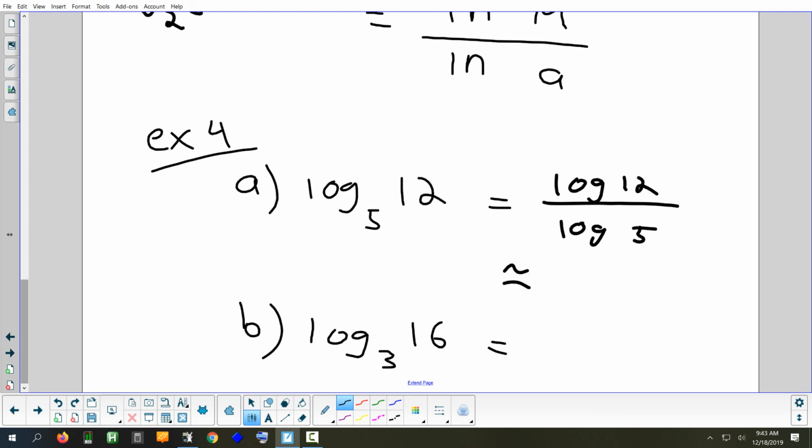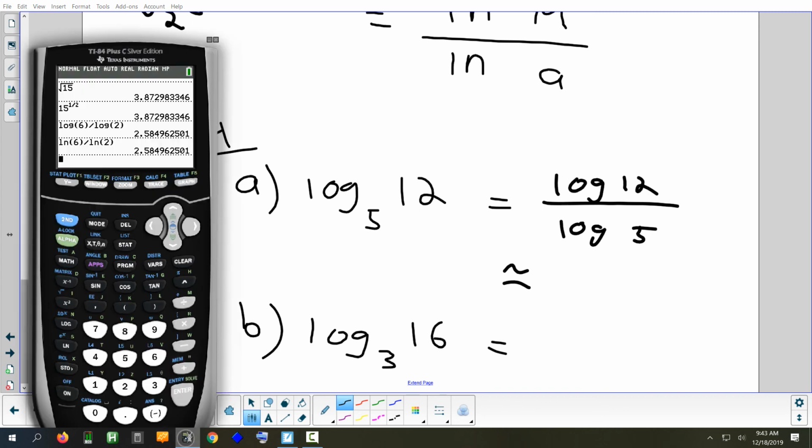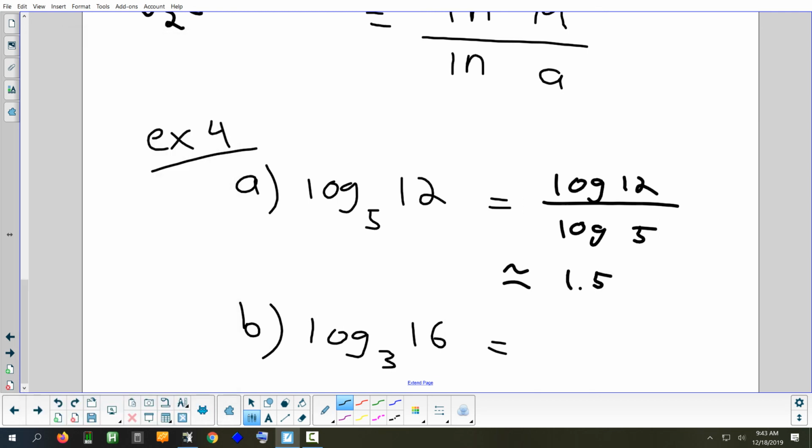And this is one that you usually plug in. And there are going to be some of those on the test. So you do need a calculator to be able to do that. Log 12 divided by log 5. So it's about 1.54. That's it. So not very hard to type in a base besides 10 or e, as long as you know this little formula.